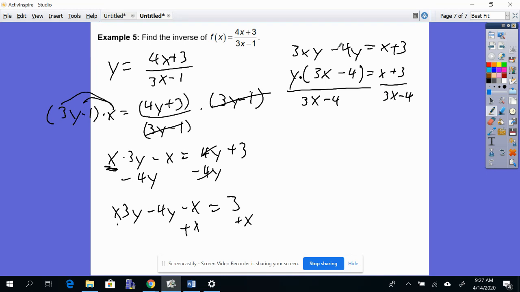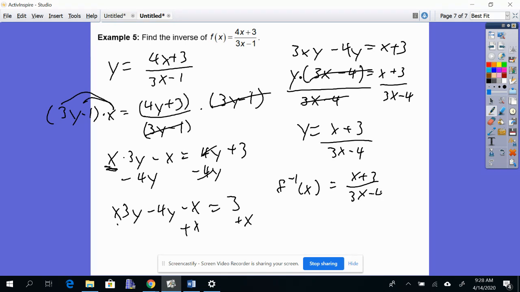Okay, so here's where that trick comes in. If I factor out the y, everything else just kind of goes back over to the other side. These cancel, so I'm left with y equals (x plus 3) over (3x minus 4). Okay, last step. Inverse of f of x is equal to (x plus 3) over (3x minus 4).